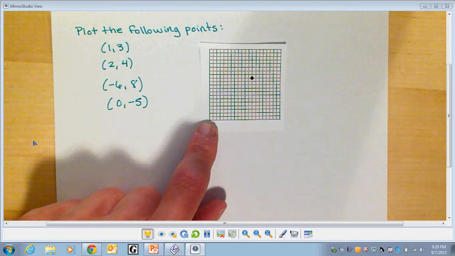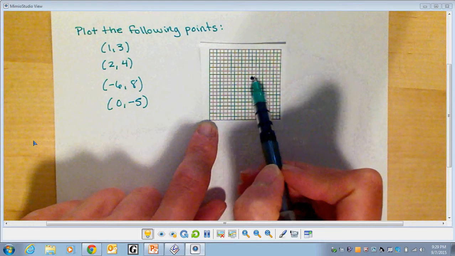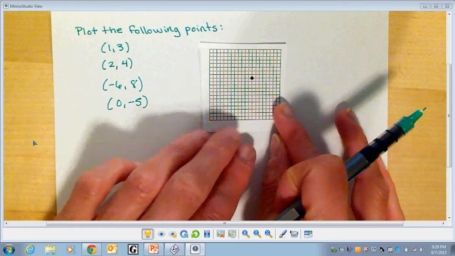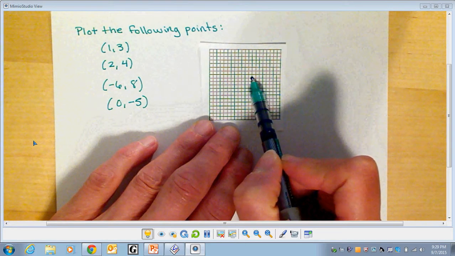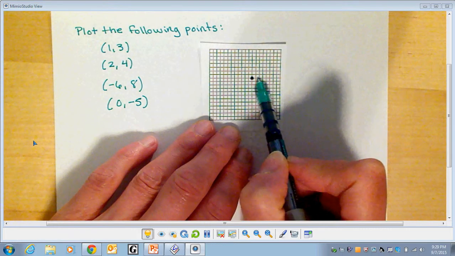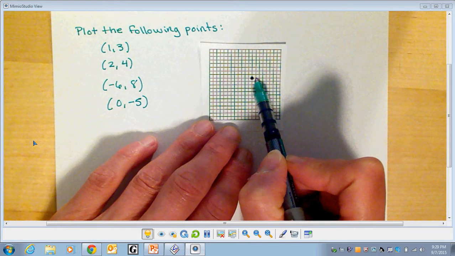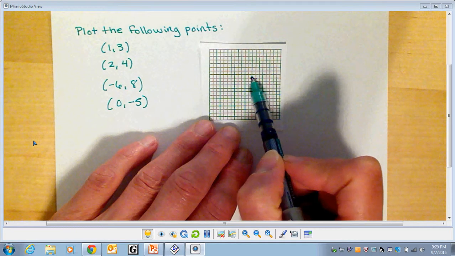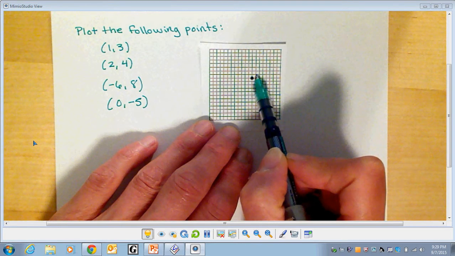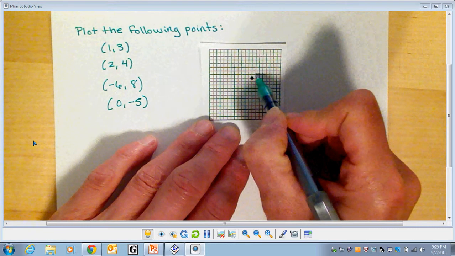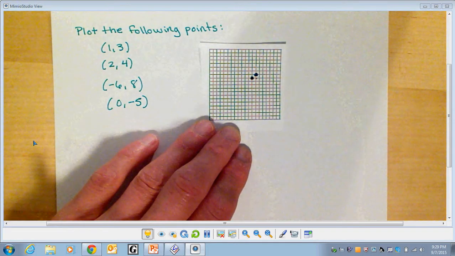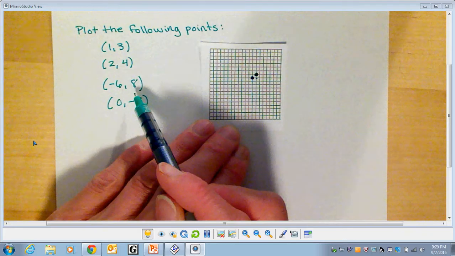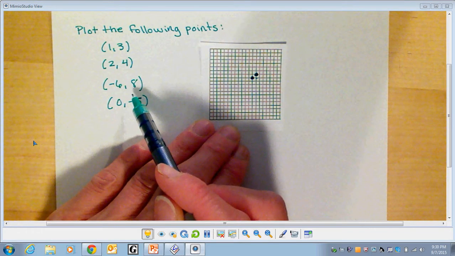So then the problem is, if this is 1, 3, where is 2, 4? Well, I know that if this is 1, 3, 2 most likely is over here, and since this was 1, 3, this must be 2, 3, so 2, 4 must be right there. Okay, so that wasn't too bad. But what about -6, 8?